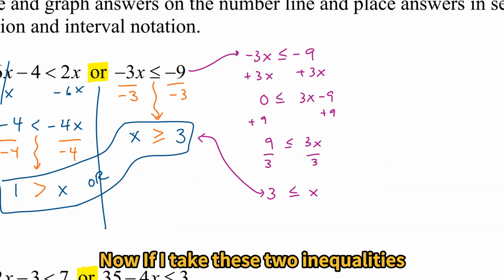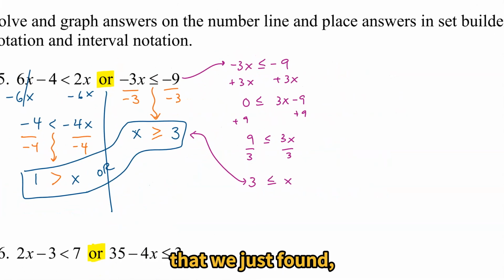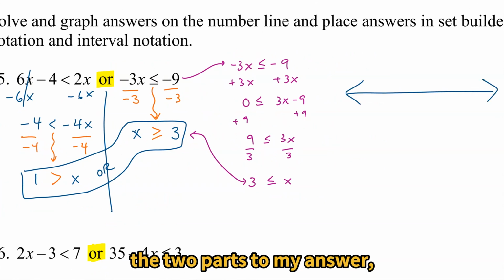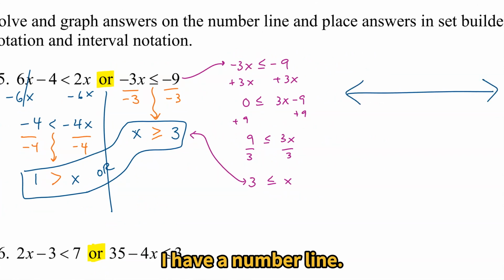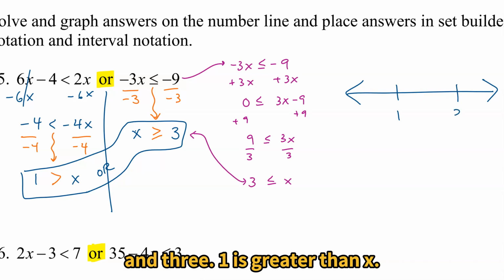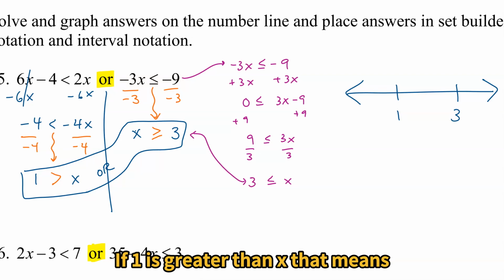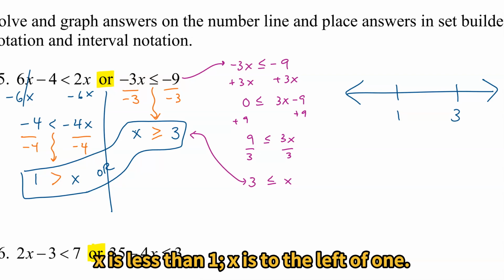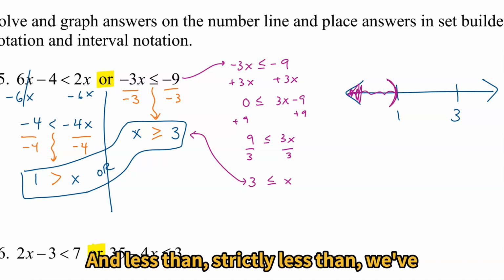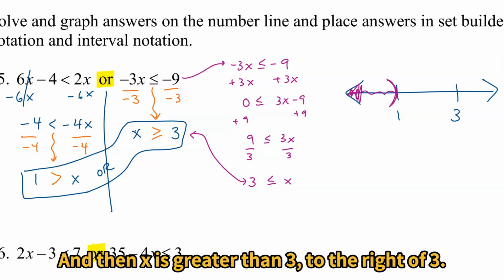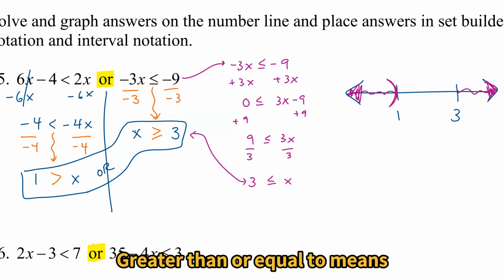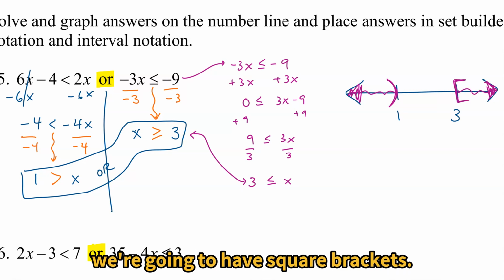Now, if I take these two inequalities that we just found, the two parts to my answer, I have a number line we're looking at, 1 and 3. 1 is greater than x. If 1 is greater than x, that means x is less than 1. X is to the left of 1. And less than, strictly less than, we've got a parentheses. And then x is greater than 3, to the right of 3. Greater than or equal to means we're going to have square brackets.